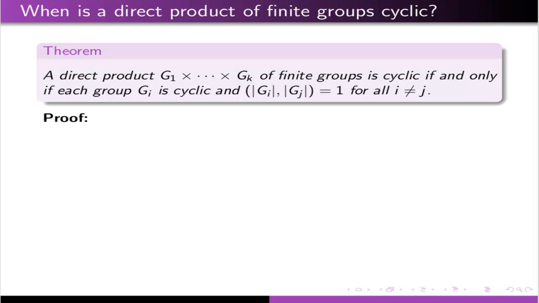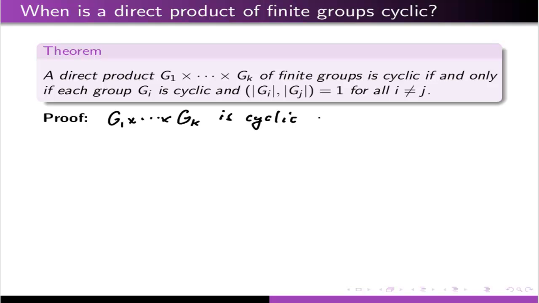So, when is a direct product of finite groups a cyclic group? So let G1 through Gk be finite groups. I claim that the direct product is cyclic if and only if each of the groups itself is a cyclic group and the orders are pairwise relatively prime. Proof. So G1 cross Gk is cyclic.